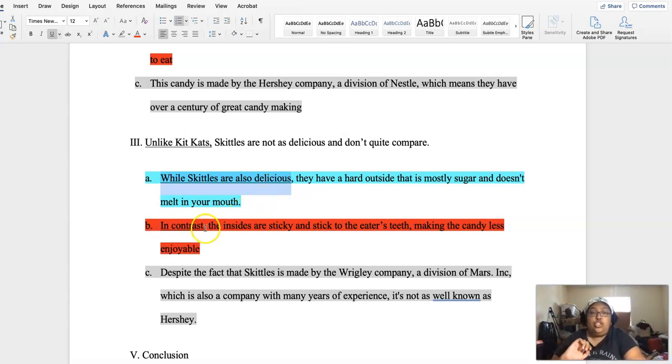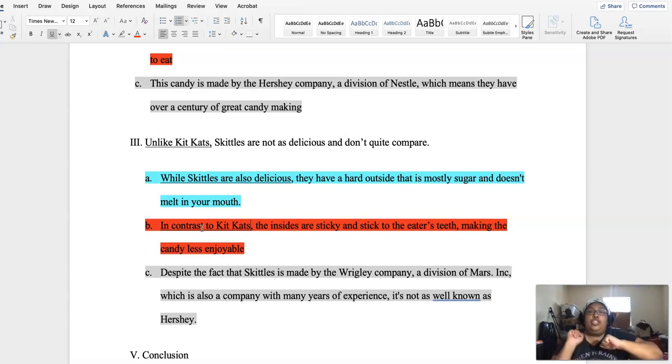In contrast to Kit Kats, the insides are sticky and stick to the eater's teeth, making the candy less enjoyable. See how that works? So I'm still contrasting. It's still in the Skittles paragraph.